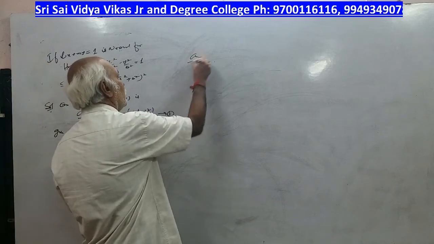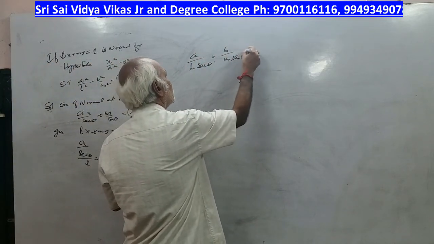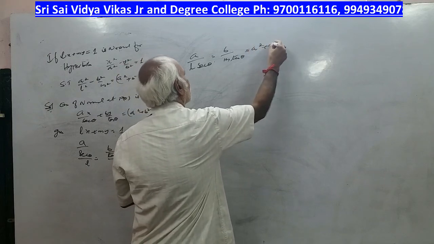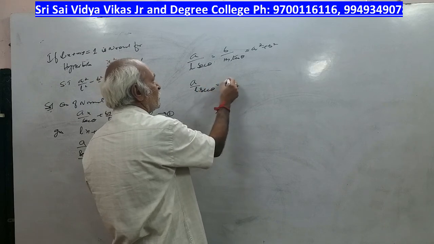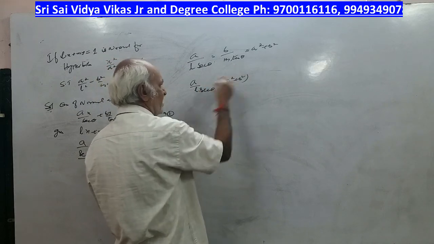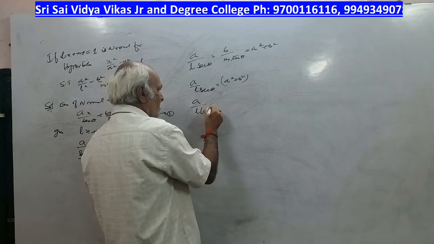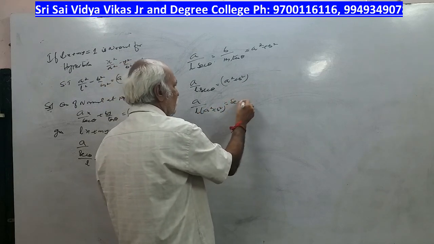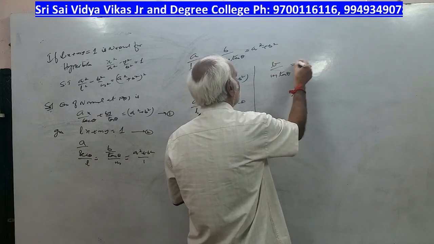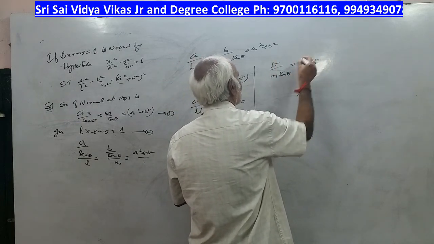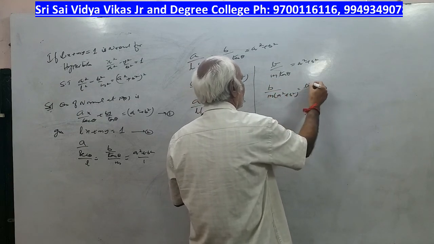Therefore, a by l secant theta, b by m tan theta is equal to a square plus b square. Therefore, a by l secant theta is equal to a square plus b square. Bring a square plus b square this side. So a by l into (a square plus b square) is equal to secant theta. Similarly, b by m tan theta is equal to a square plus b square. Therefore, b by m into (a square plus b square) is equal to tan theta.